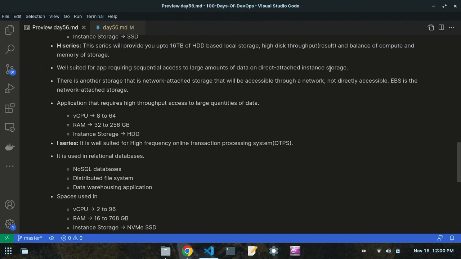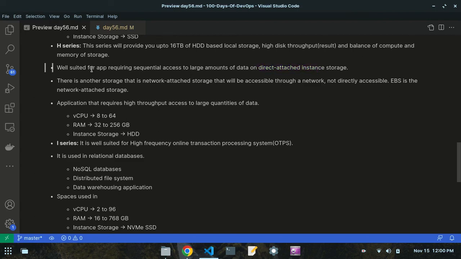Alright, so this is the thing that you need to keep in mind about direct attached instance storage and network attached instance storage. It is well suited for apps requiring sequential access to large amounts of data via the direct attached instance. So what does it mean? Direct attached instance storage is basically the storage that is present directly on the instance, so you can access it directly. But in the case of network attached storage, you access it via the network. It will not be attached to the instance, and you cannot directly access it.